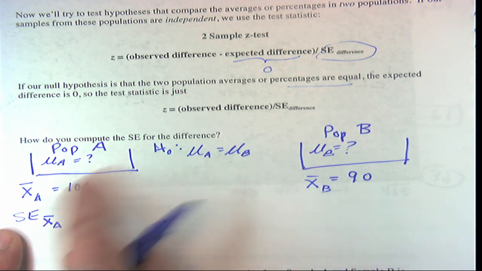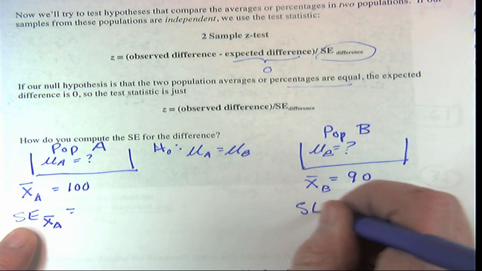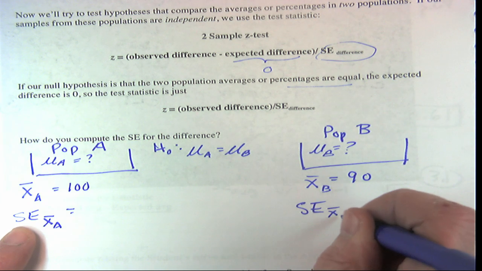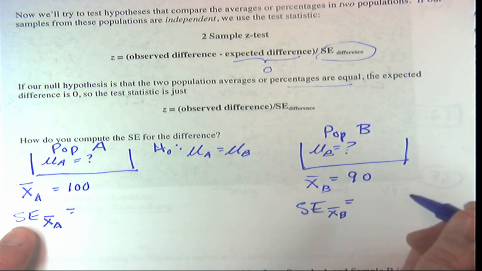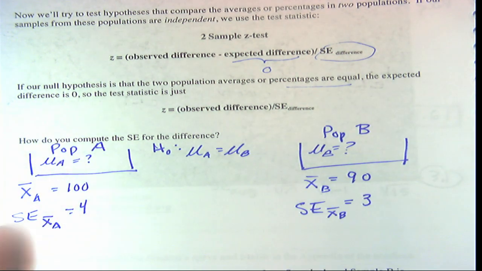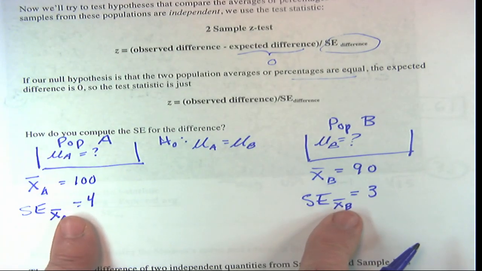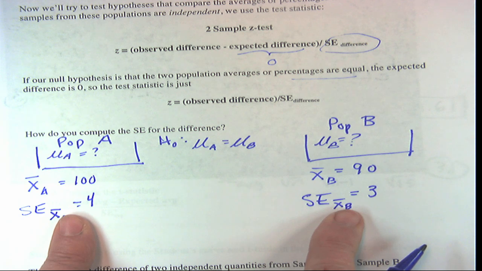So what's the typical variation? That's described by the standard error for both of them. We're going to get it for both of them. All right, and let's say this one was 4 and this one is 3. So now, I'm just making this up to show, how do we combine these two? How are we going to do that? Well, let's think about it.